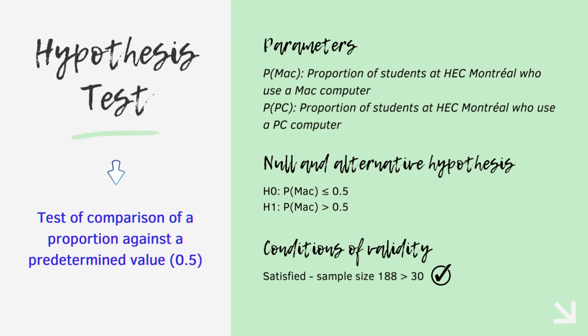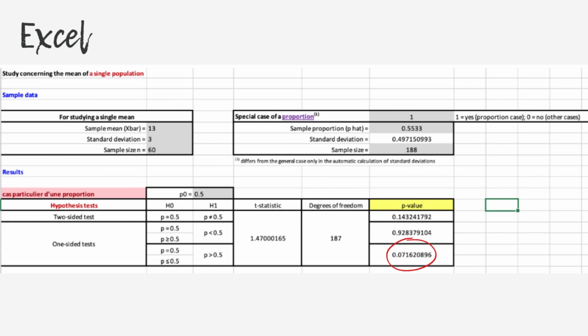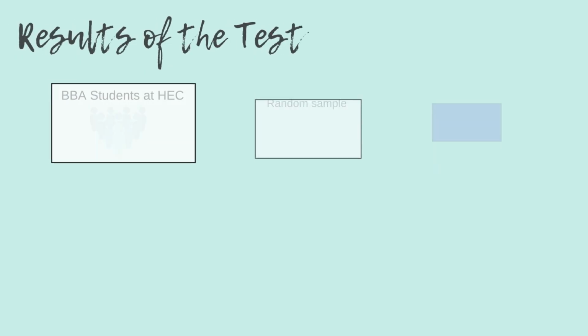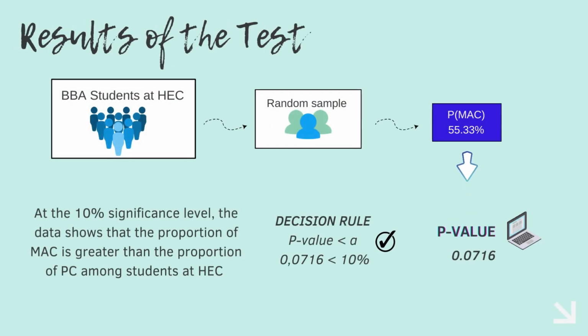The null hypothesis is then Pmac is smaller or equal to 0.5, and the alternative hypothesis is Pmac is greater than 0.5. The test is valid since one of the conditions of validity is satisfied. The sample size of 188 students is greater than the minimum sample size required of 30. We then entered the appropriate variables in the Excel template and we obtained a p-value of 0.0716. We used the decision rule to conclude.